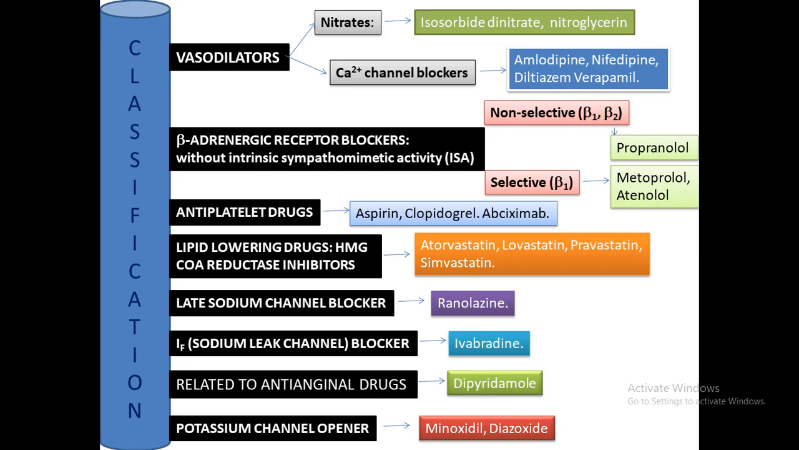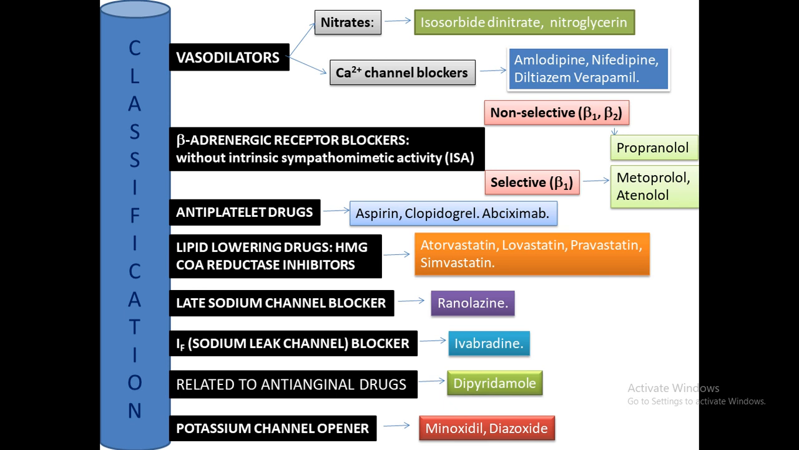Now, classification of the anti-anginal drugs. What are the drugs we are using for the treatment of angina? First we come to the vasodilators. Vasodilators are divided into two classes: nitrates and calcium channel blockers. Nitrates: isosorbide dinitrate, nitroglycerin. Calcium channel blockers: amlodipine, nifedipine, diltiazem and verapamil.